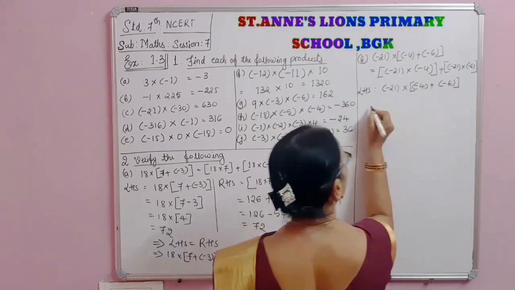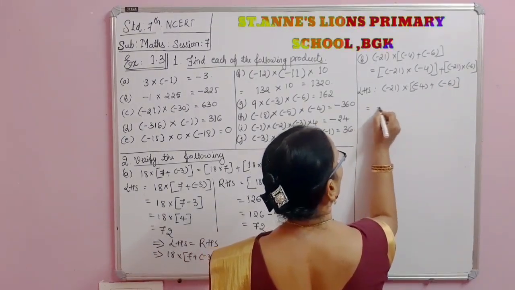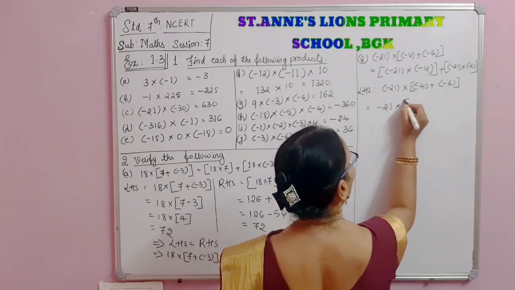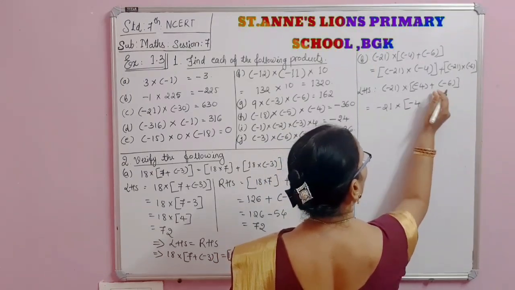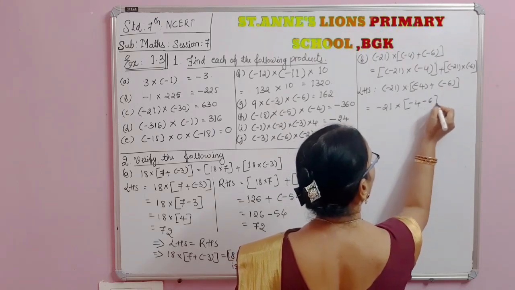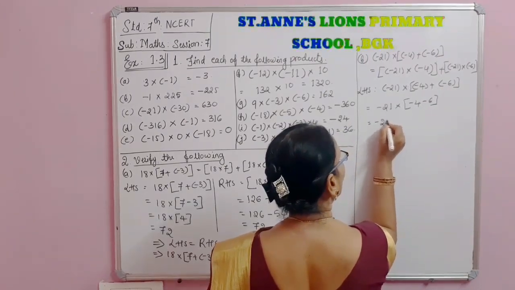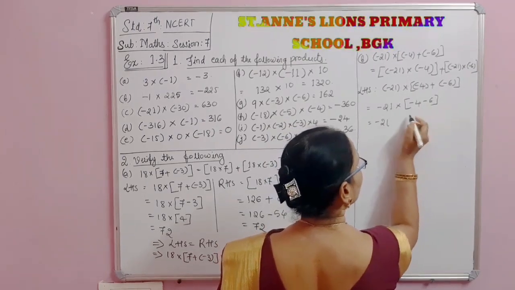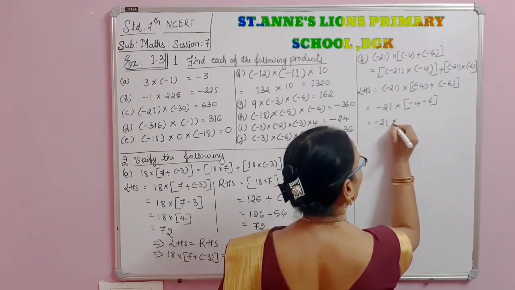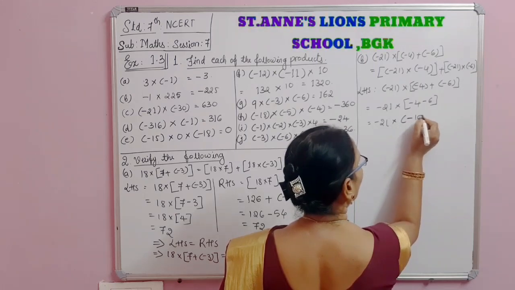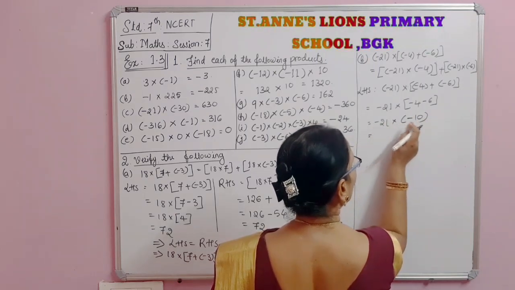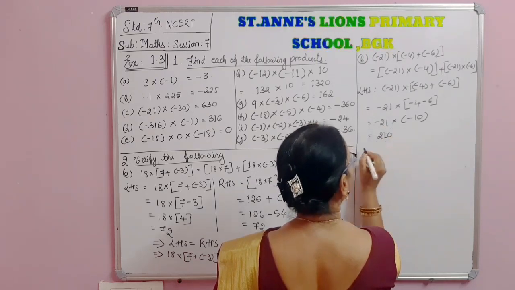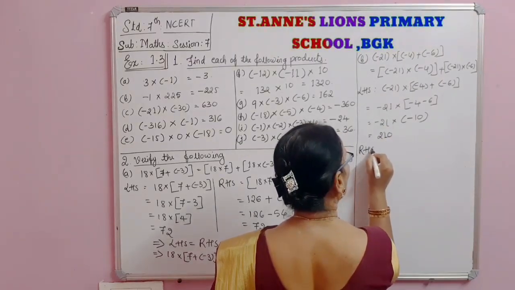This is LHS. See now, it is equal to minus 21, first we keep as it is, into, see here, minus 4 plus minus 6. Minus 21 into, minus 4 minus 6 is minus 10. Here into is there, minus 10. So minus into minus is plus, 21 tens are 210. Now we have to see this one for the RHS.